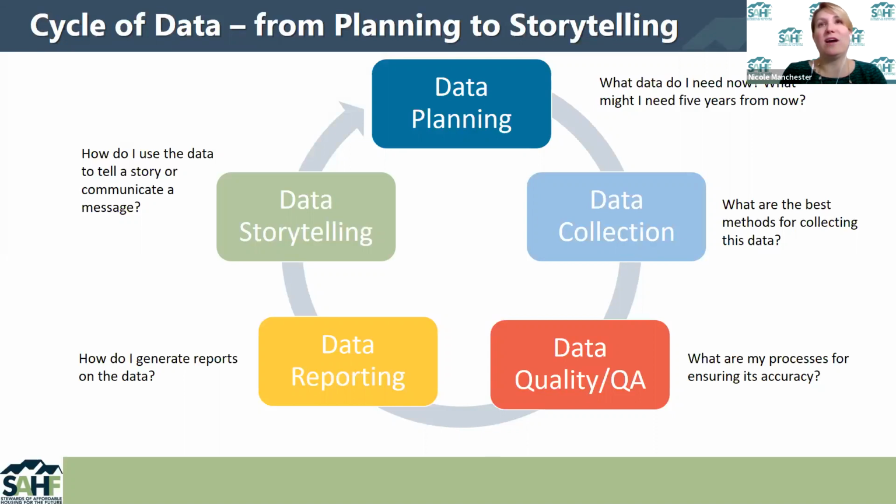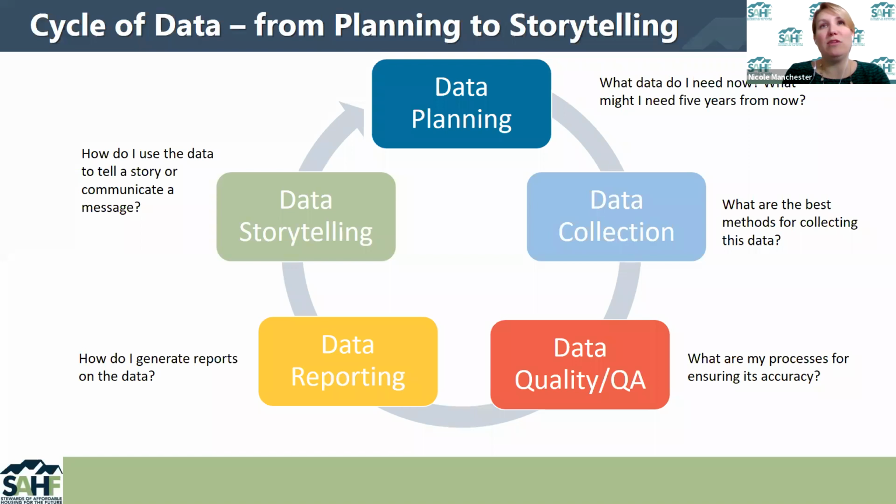At what level, at what time frame, how often do I need to collect data? And then the actual data collection, thinking about the best methods for getting that data. Data quality, and some people call that QA or quality assurance. How do I ensure that the data is accurate? Data reporting, how do I get the data back out of a data system, or how do I aggregate it in some way? And then the last piece, data storytelling, which is a complicated term, but it just means communicating a message or telling a story about the data.